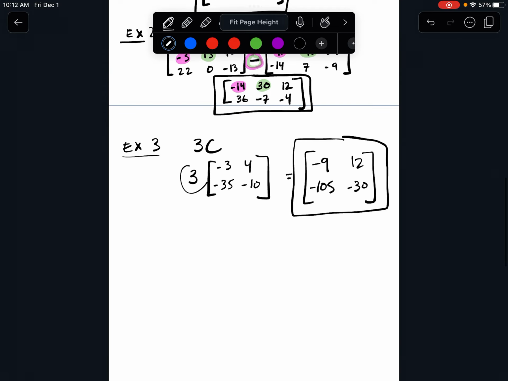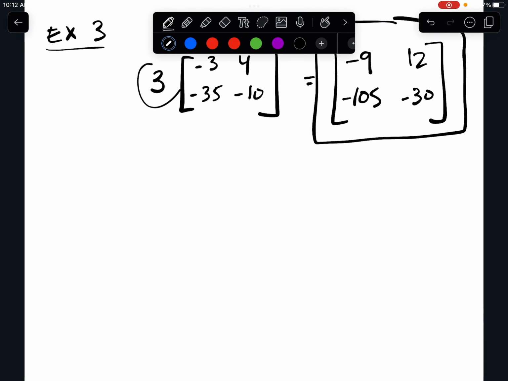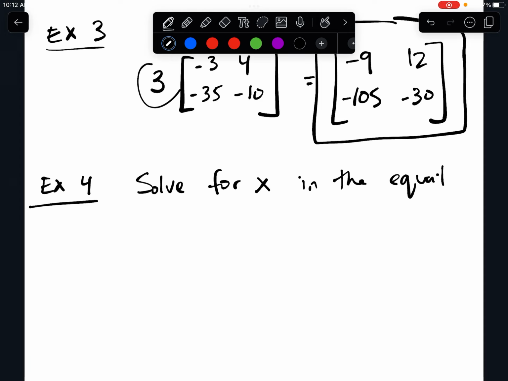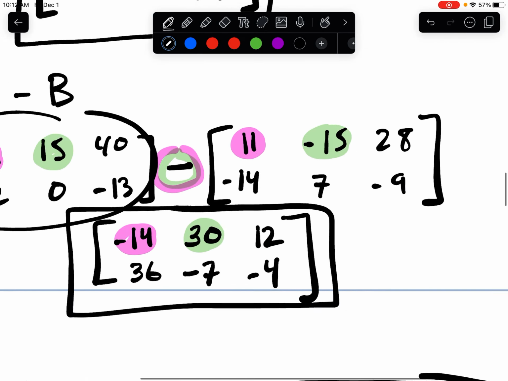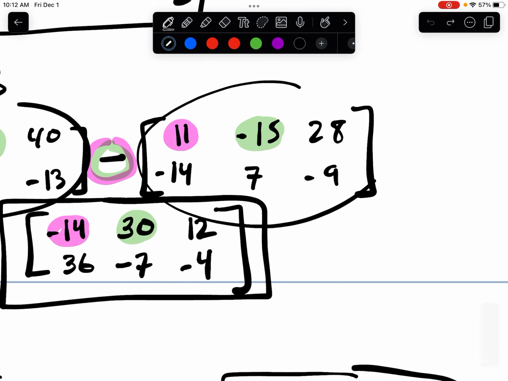All right, so what they might do is put this all together and ask you for something like this. They might say, solve for X in the equation X plus 3A equals 2B. Now we're going to use the matrices that we already have. So we know what A is, right? We know that A is this matrix here, and then we know B is that matrix there.